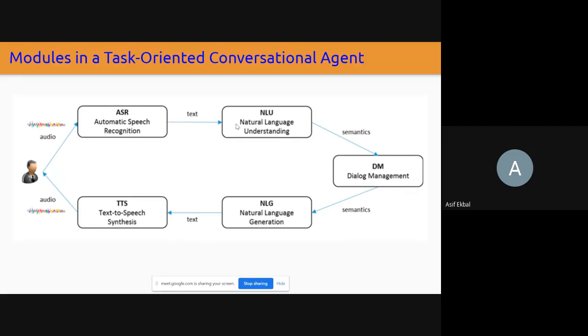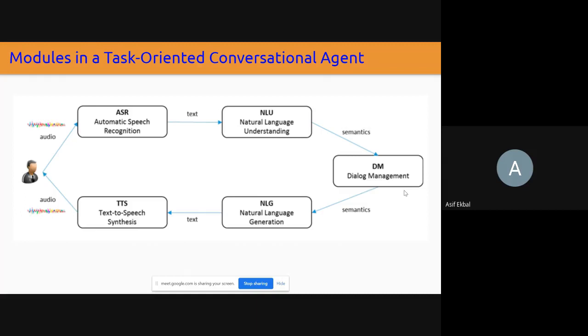For example, if I want to book a ticket from Patna to Delhi, the bot, through natural language understanding, should understand that this user wants to book a ticket from Patna to Delhi. If I want to book a ticket for a movie, the bot will have to understand, yes, this user wants to book a movie ticket. So this is natural language understanding.